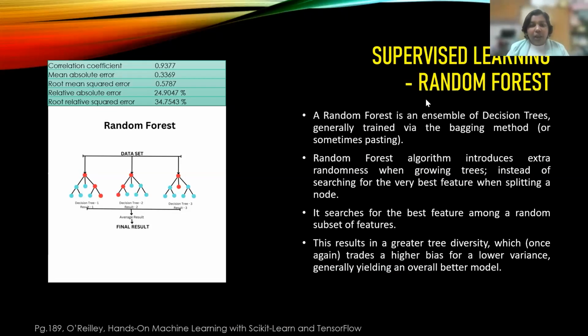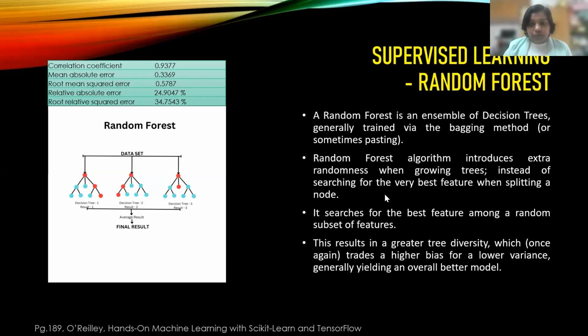So first we applied random forest, the supervised learning technique. It has a greater tree diversity, and it also is an overall better model. It has higher bias and lower variance. So as a result, our R value, that is the correlation coefficient, was 0.93, which was the maximum. And mean absolute error, MAE value, was 0.3, and root relative squared error was 34.75, which was relatively lower.